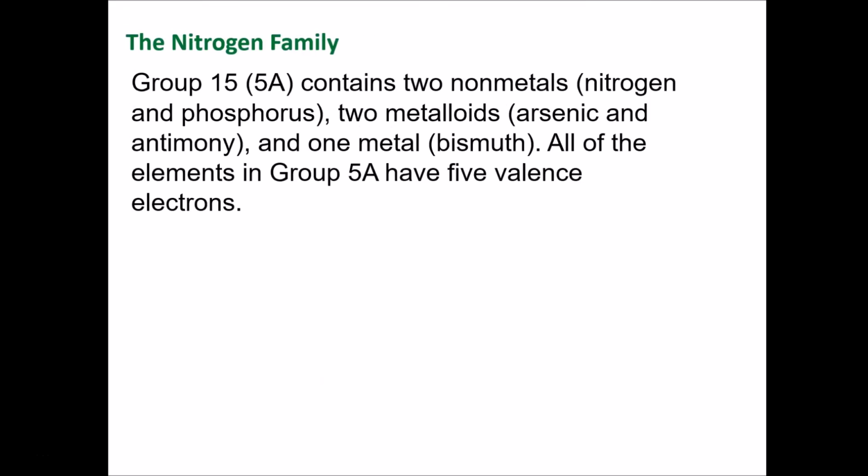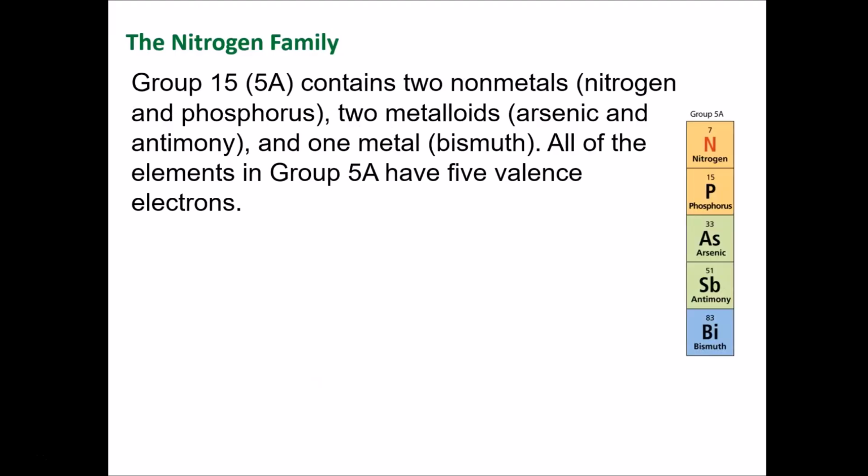And then we get to group 15, and group 15 is known as the nitrogen family simply because it starts with nitrogen, which is also very abundant, and it's a nonmetal. Phosphorus underneath that is also a nonmetal. We get a couple of metalloids, and there's still a metal here, right? In bismuth.